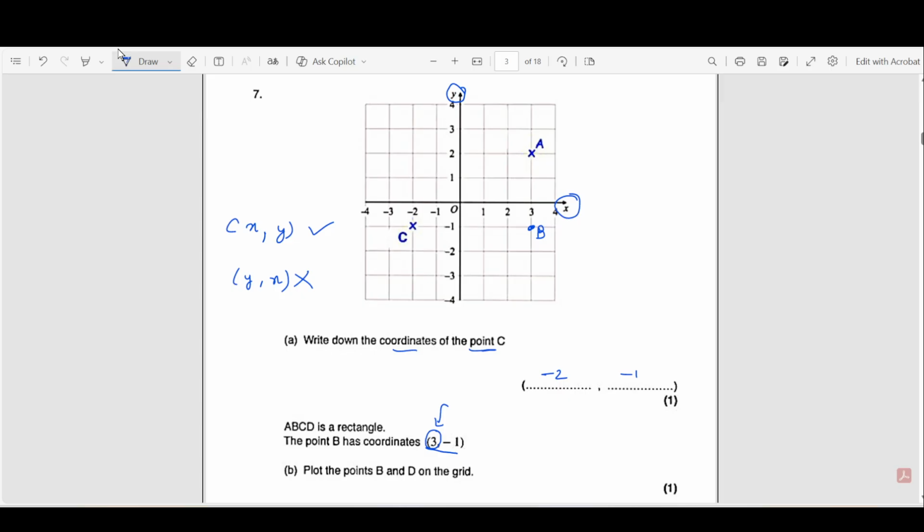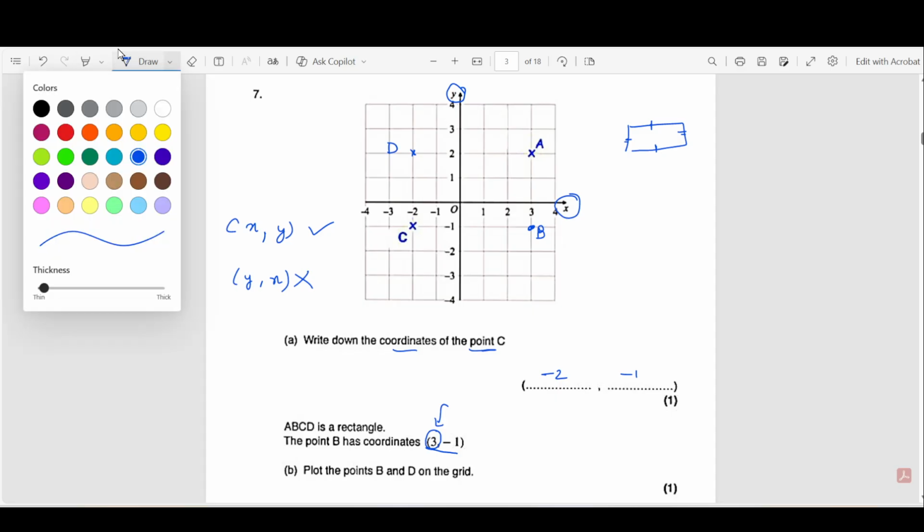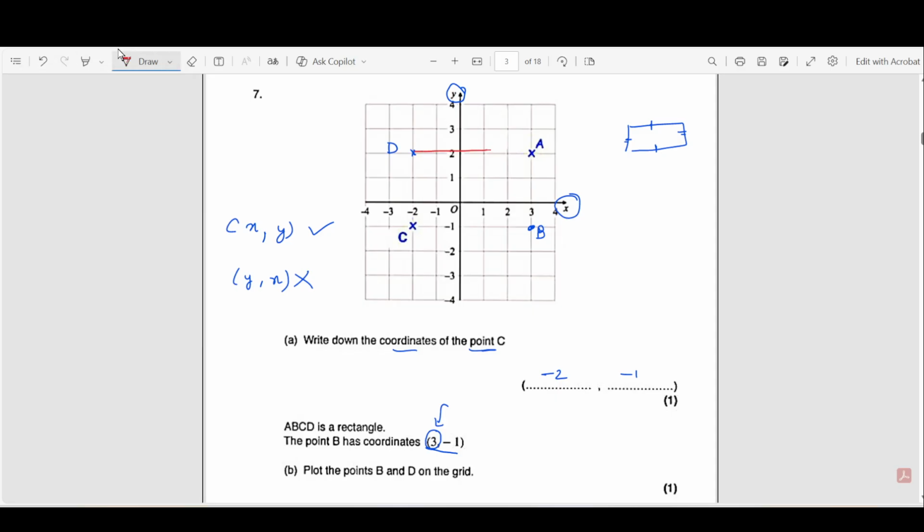Now ABCD is a rectangle. We need to make a rectangle. We know that in a rectangle, opposite sides are equal, right? So this side has to be equal with AD. So basically this is going to be my D, right? To make a rectangle, if we join the points, we'll get a rectangle. See, this is a rectangle.